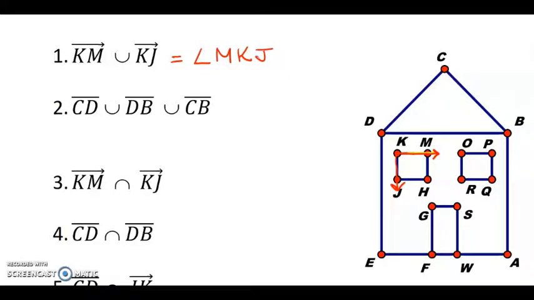The union of segments CD, DB, and CB, when I join those together, I get a triangle. So that's triangle, and then the order at this point doesn't matter. Charlie, David, Ben.